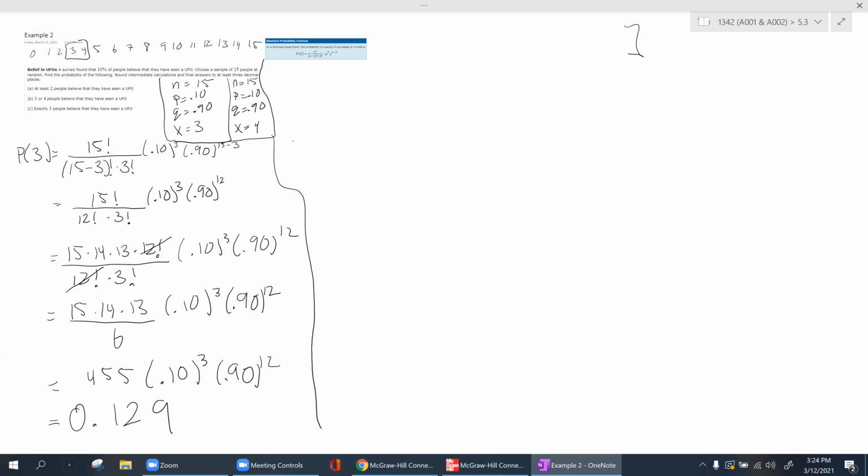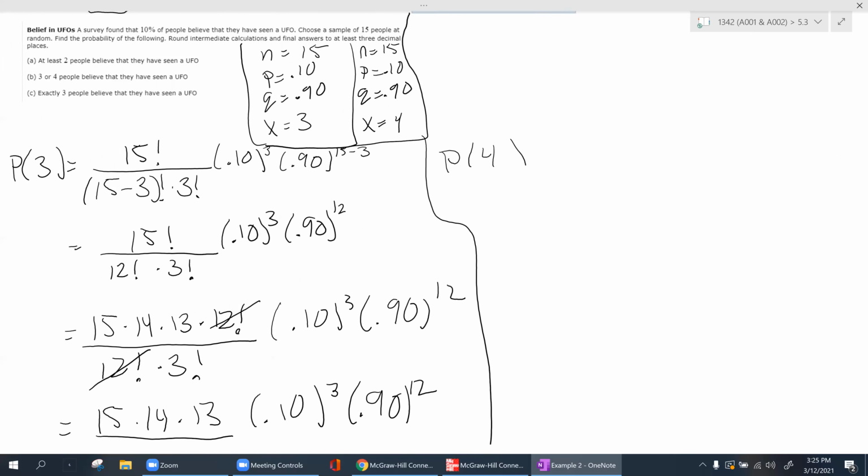Let's go ahead and get, what are we doing? Which one are we looking at? Oh yeah, it was 3 or 4, right? So let's go ahead and find 4. This is going to be over minus 4.